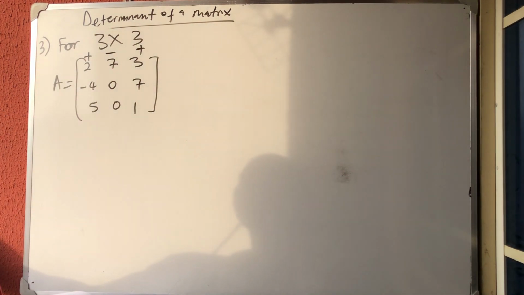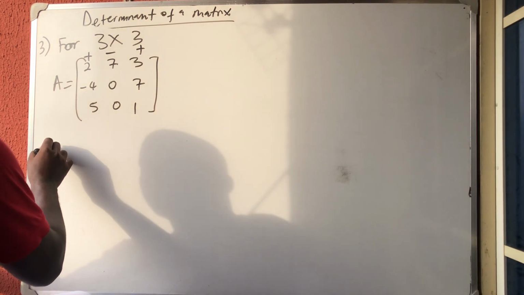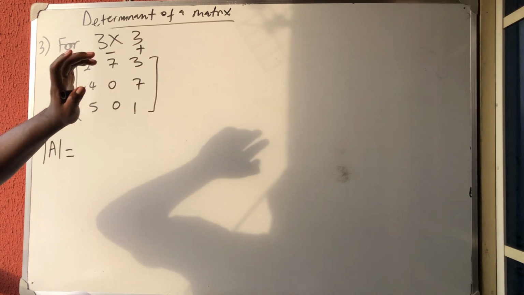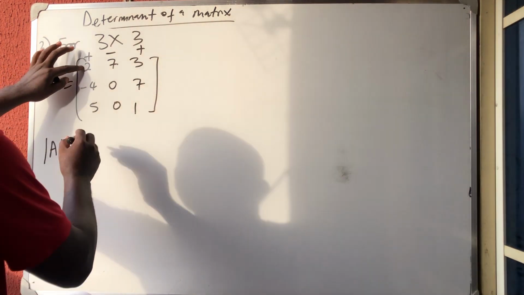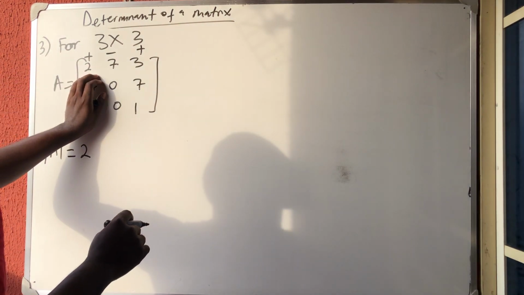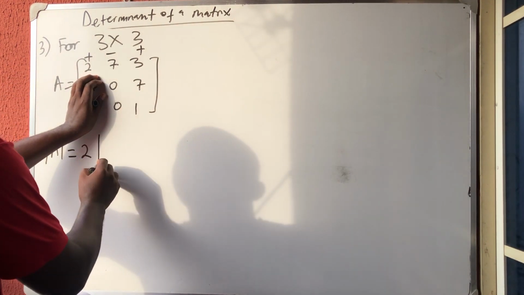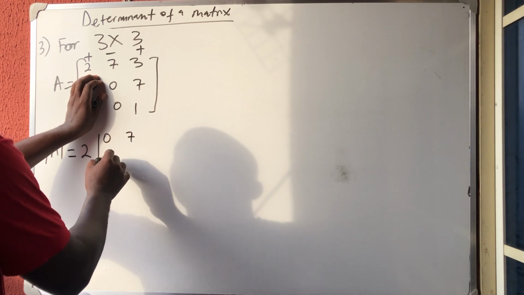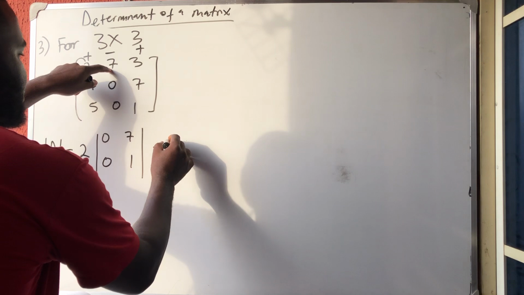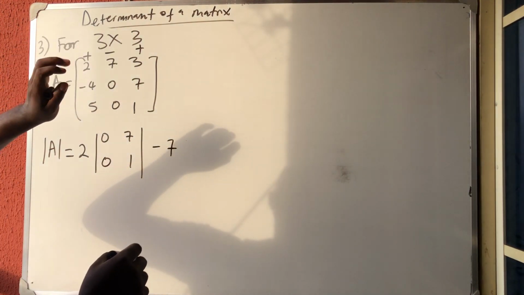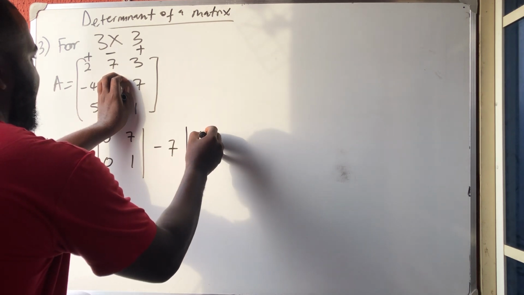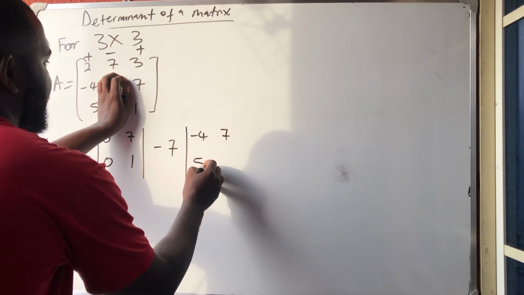Okay, so let's go. Now this is the determinant of A is simply all the ones at the top are just for picking. So I'm picking this one 2. Then if I pick it, close everything under it and then know what is remaining. What is remaining is 0, 7, 0, 1. Okay, then the next one you are picking is what? -7. Remember that everybody on top is just for picking, so close everybody under the one you are picking. So you are left with what? -4, 7, 5 and 1.